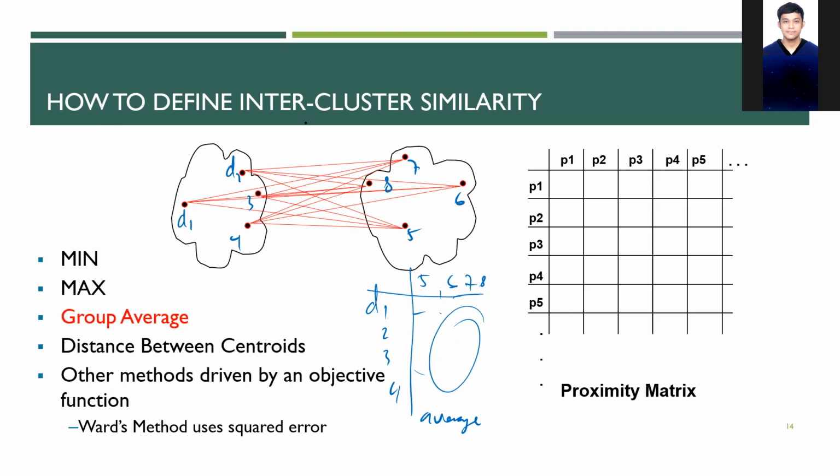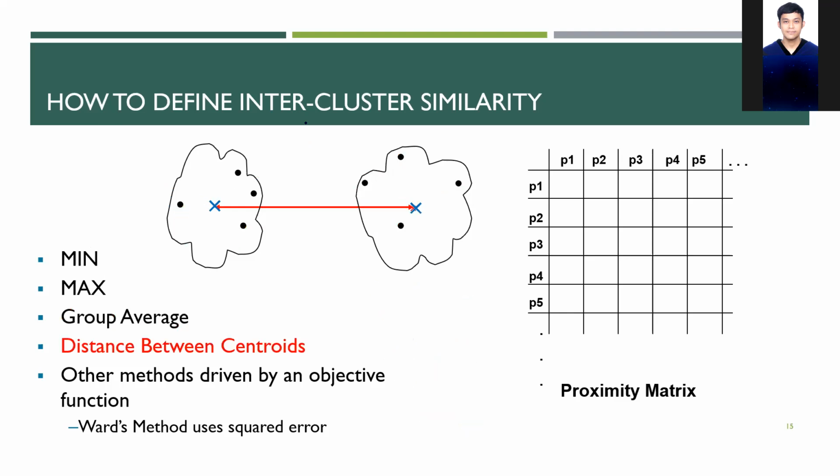Okay, how about centroid, which is the one I just mentioned before. It's just like k-means. So if we want to calculate the distance between two clusters, each cluster is represented by its centroid, and we calculate the distance between these two centroids. Okay.